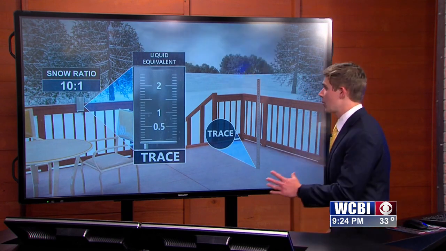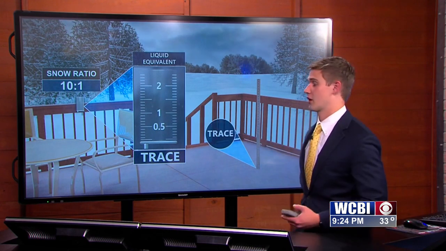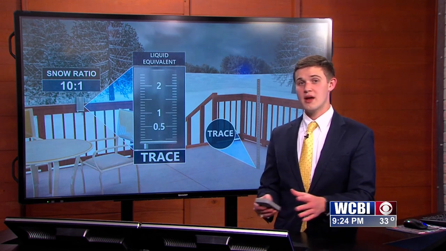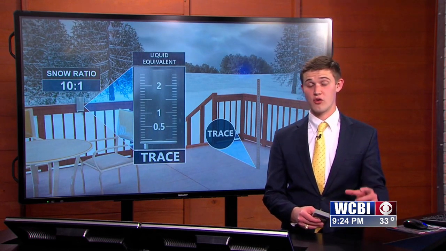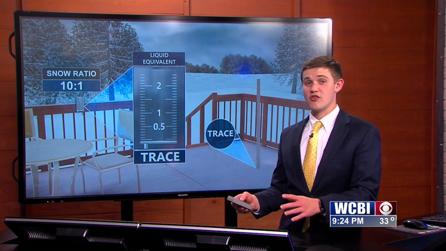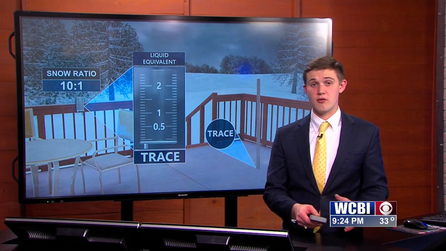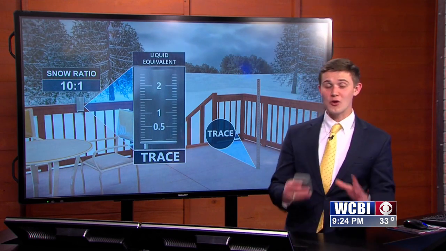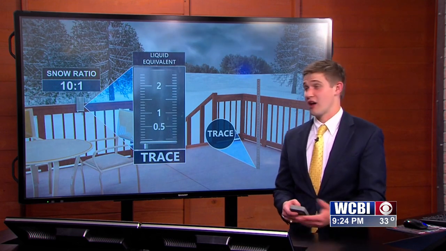And what I mean by snow ratio is, for example, we have a 10-to-1 snow ratio right here. All that means is that for every 10 inches of snow, you get 1 inch of liquid equivalent of water. So if it were to snow 10 inches, that would be the same thing as if it rained a whole inch of rain. So, that just tells you how little water each individual snowflake actually has in it, how little water actually ice has in it.